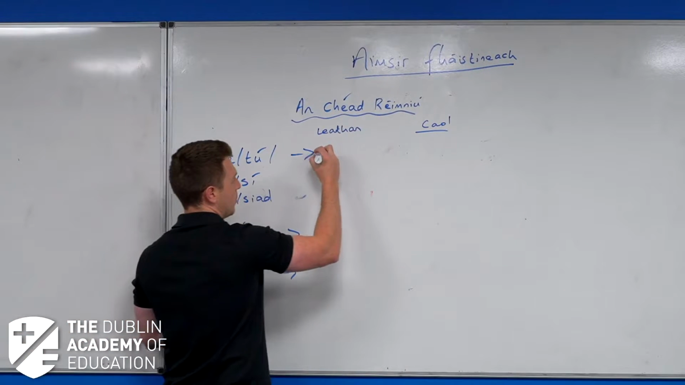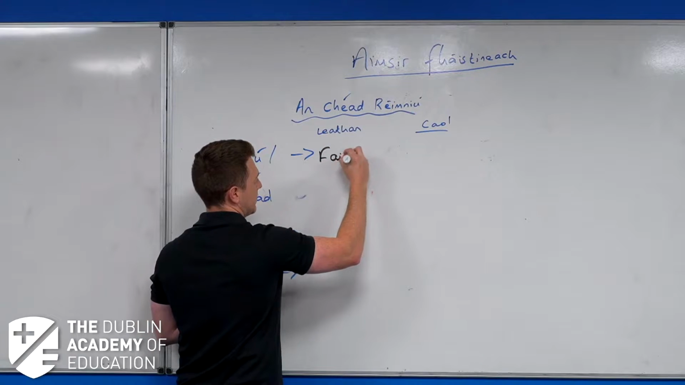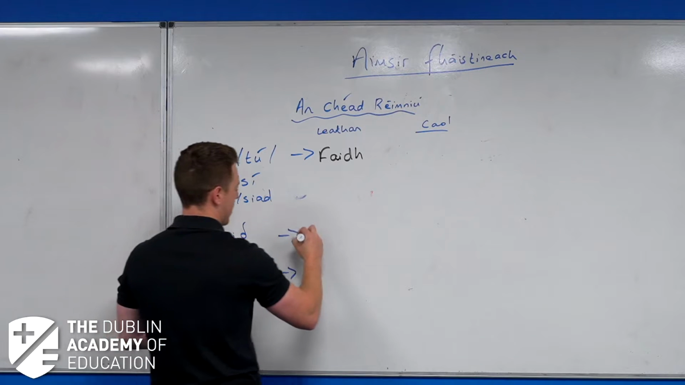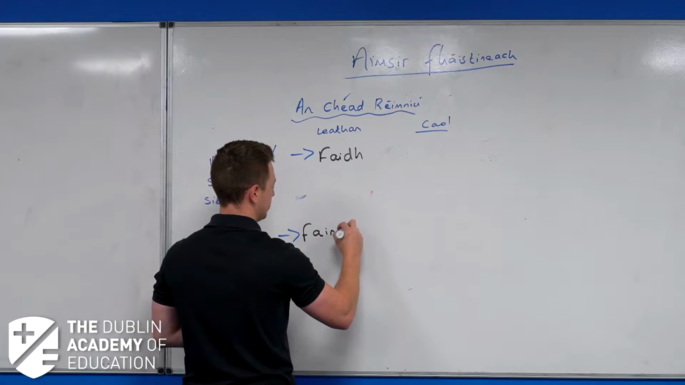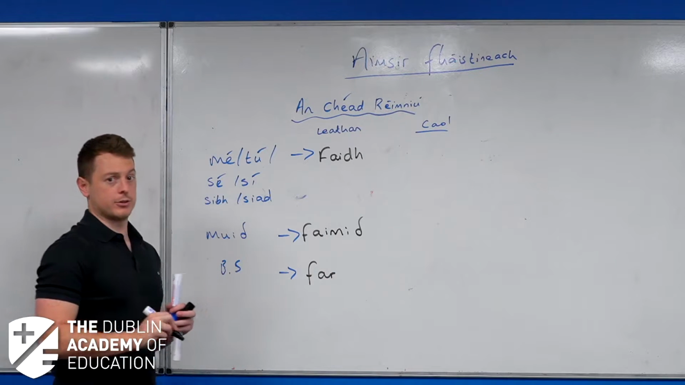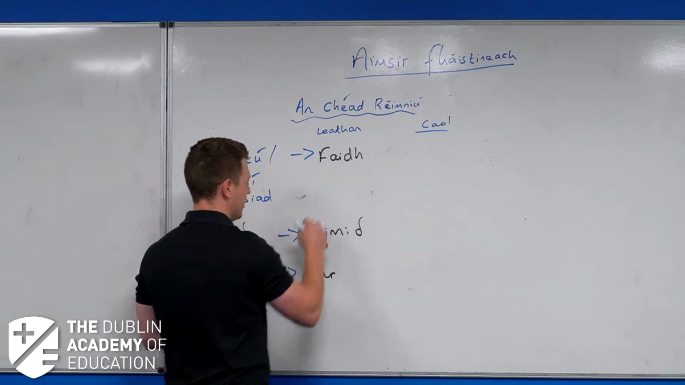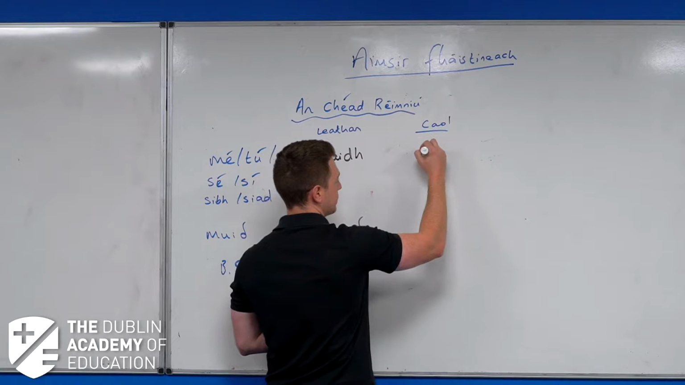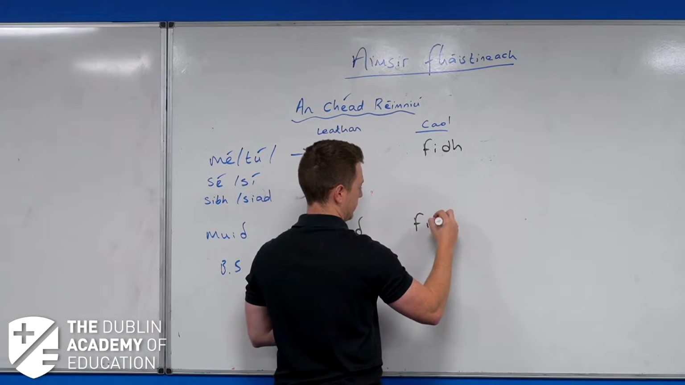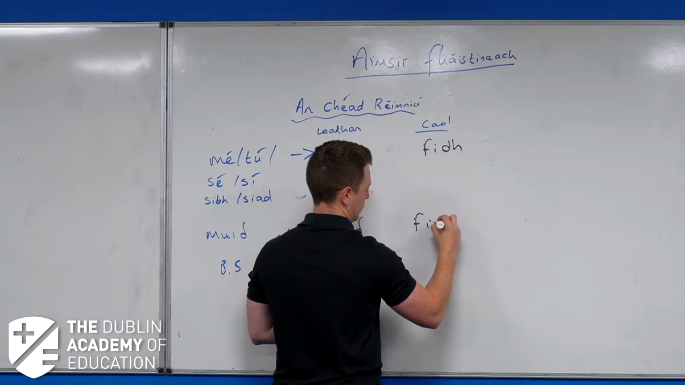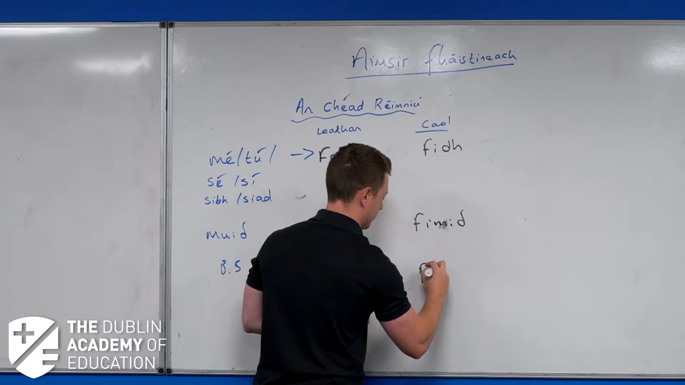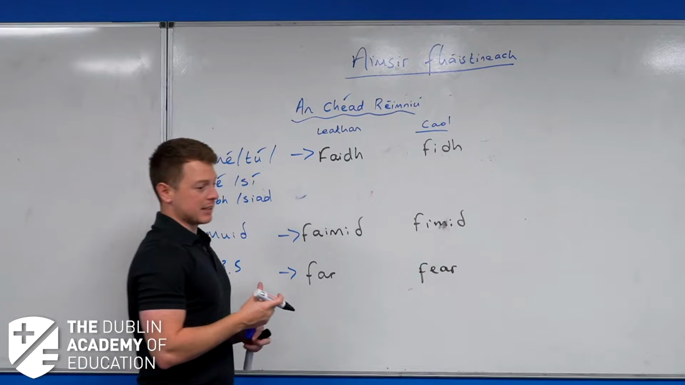That's all the same. When it's leathan, it's F-A-I-D-H. For the muid ending when it's leathan, F-A-I-M-I-D. And for this one, for siad, far, F-A-R. To make them slender, for these two you just take off the A. For this, you add in an E. So they're your endings, very simply.